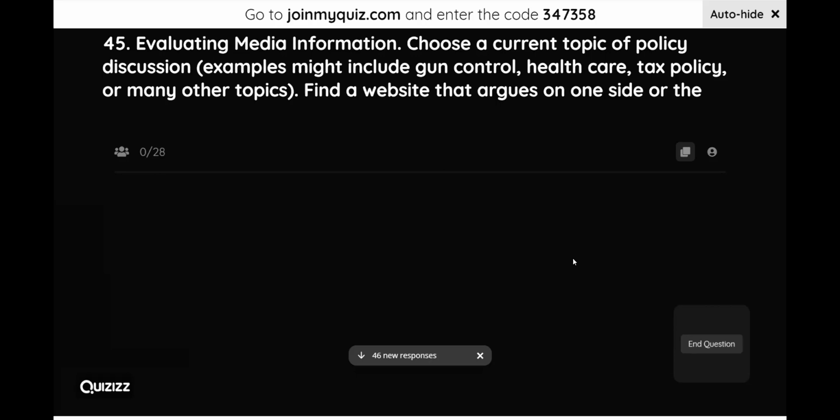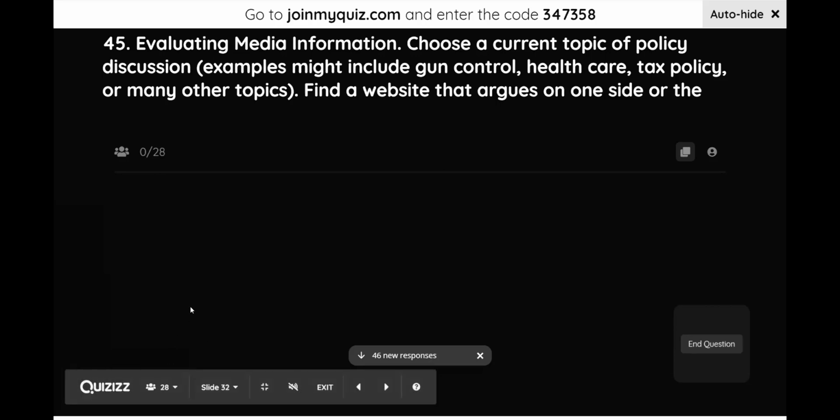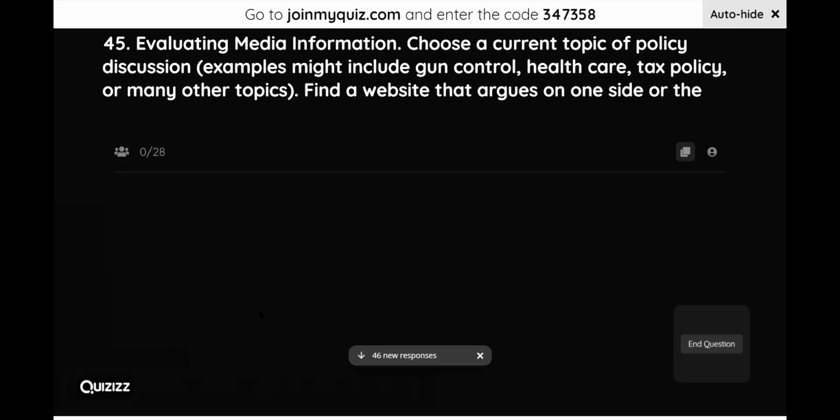Evaluating media information. Oh man, is this the last one? This is slide 32. All right, so I think this is the last one. If you look, it says choose a current topic or policy discussion. So find something out there. Find a website that argues one side or the other. And then there are the 5 sort of things.